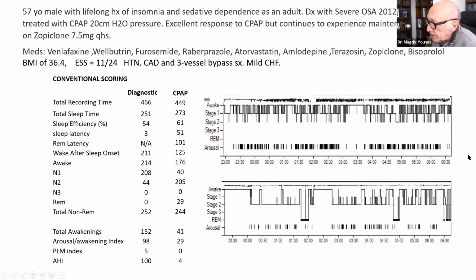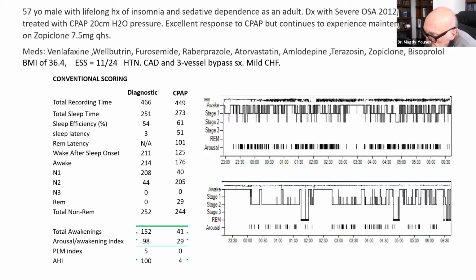because you don't have to have a spindle every epoch. Once you score stage 2, you stay in stage 2 until it switches to something else. But when you have an arousal, you have to wait for a spindle to call it stage 2 again. So this is really an artifact. The histograms look amazingly better, but it is basically an artifact.